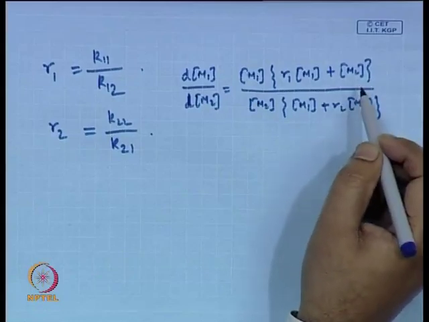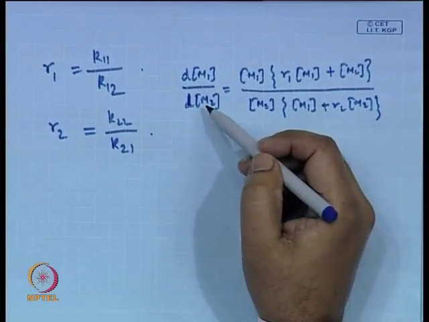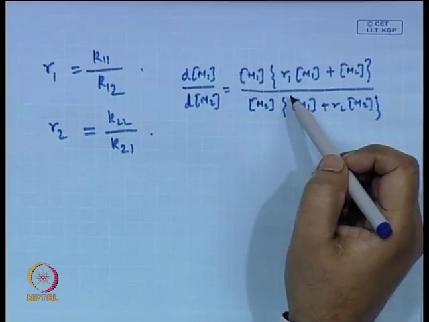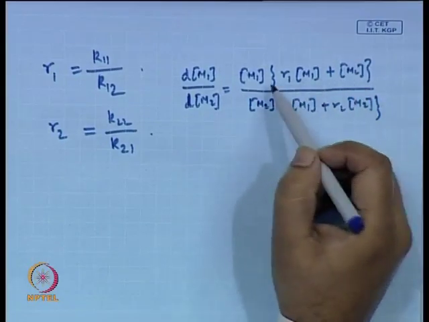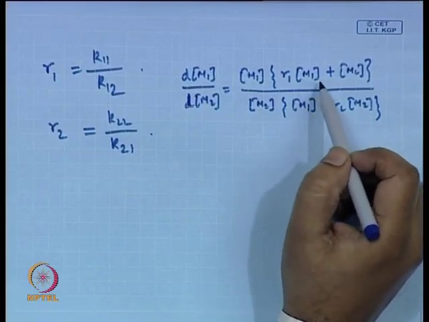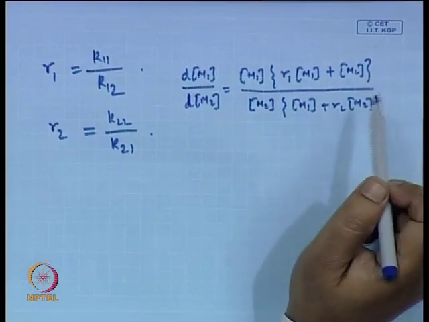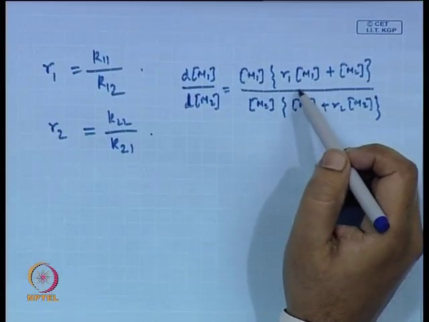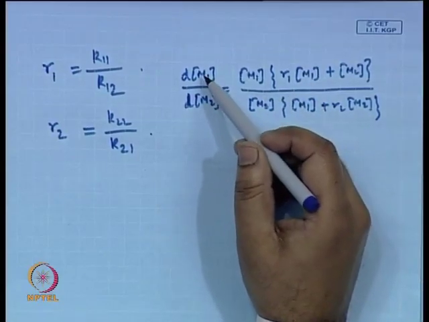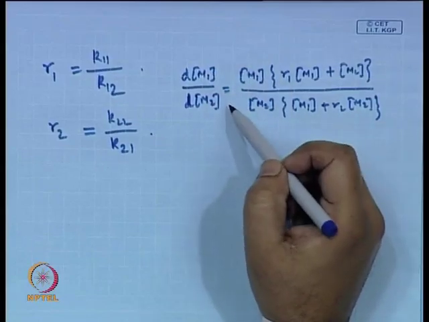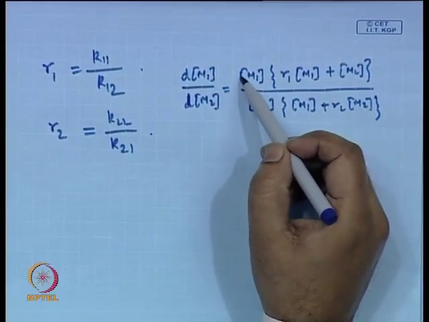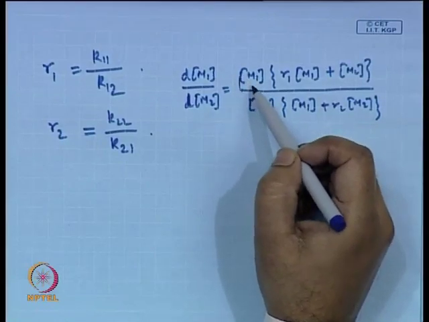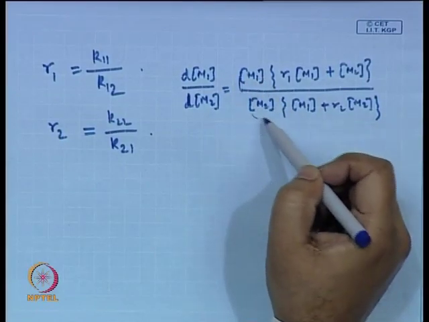Now, this expression gives the molar ratio of M1 and M2 in the copolymer formed at any instance when the monomer concentration in the reaction medium is M1 for M1 and M2 for M2 monomer. So, this is the molar ratio of monomer M1 and M2 in the copolymer at any instance where the corresponding concentration of free monomer in the reaction medium is given by this M1 and this M2.